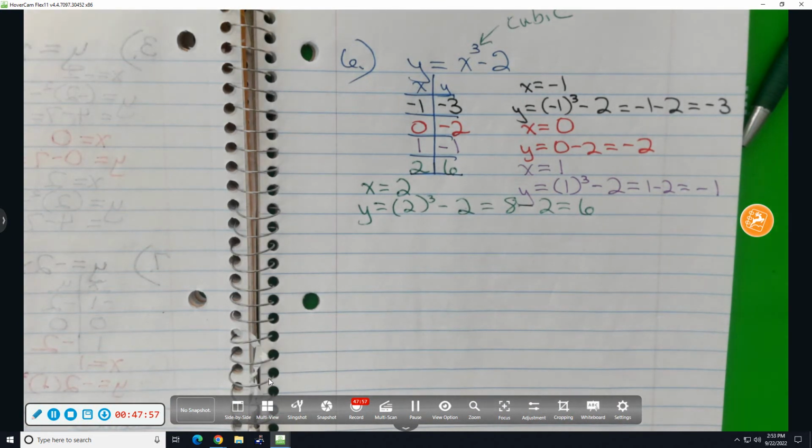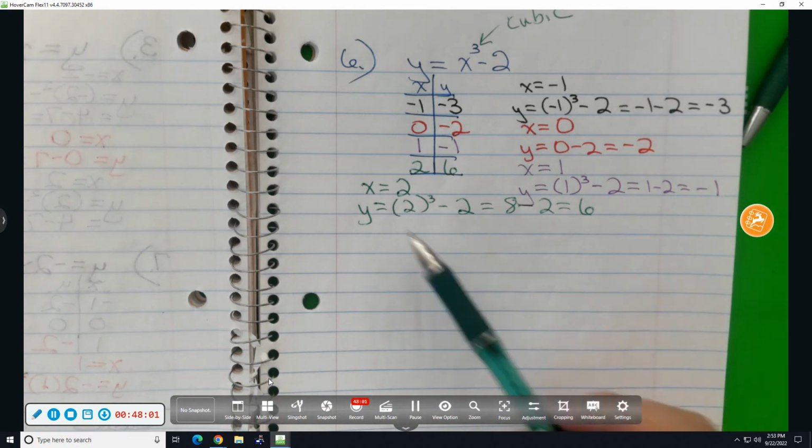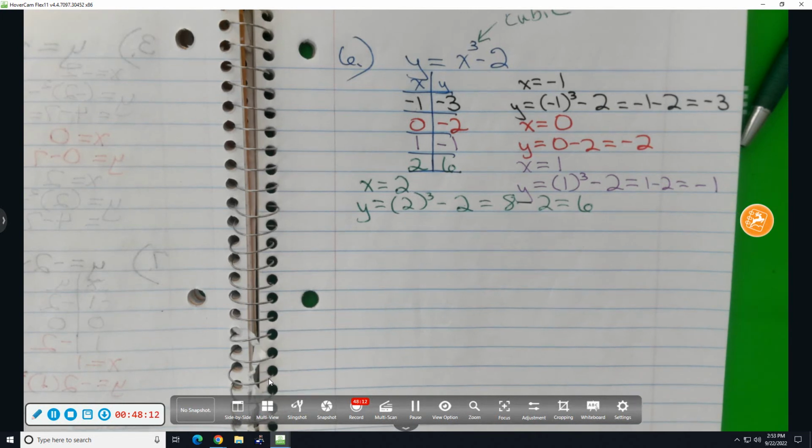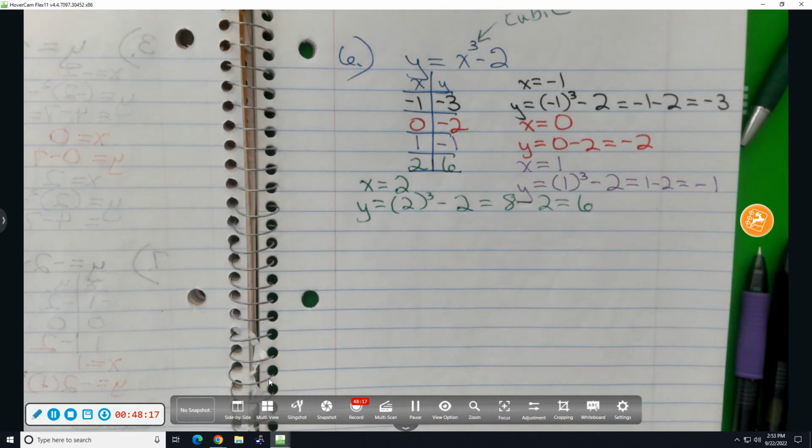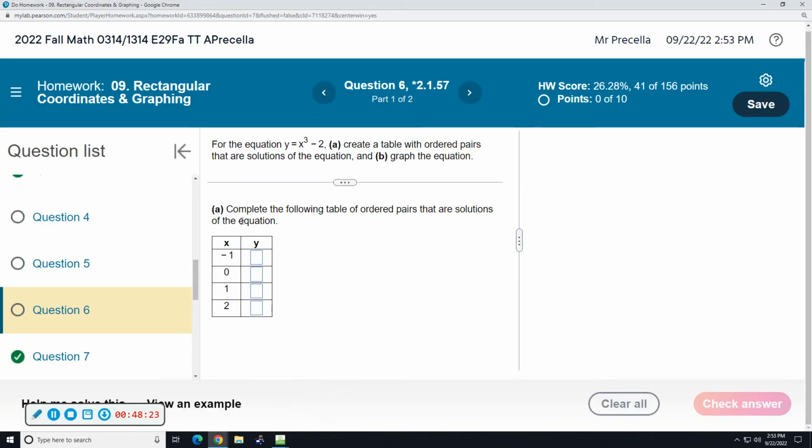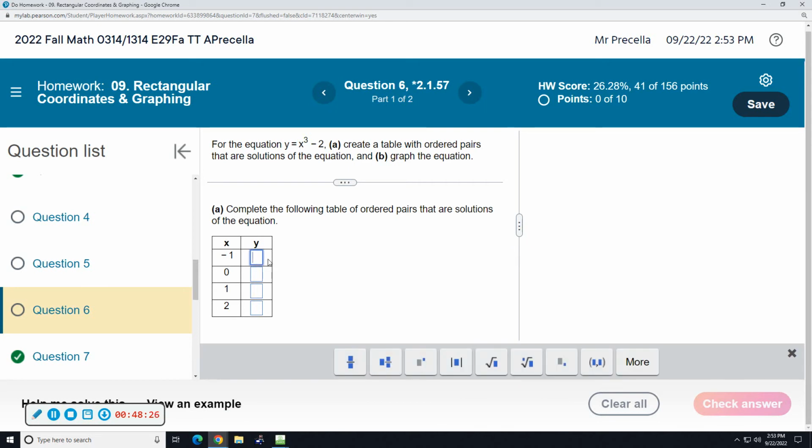I wanted to do each ordered pair in a different color, and so I had to use green. Hopefully I can read that green ink. And now we're ready to draw the graph. Once again, Pearson has a very nice graphing tool for cubics. Okay, so we better type in the answer of these ordered pairs. Y'all call them out to me.